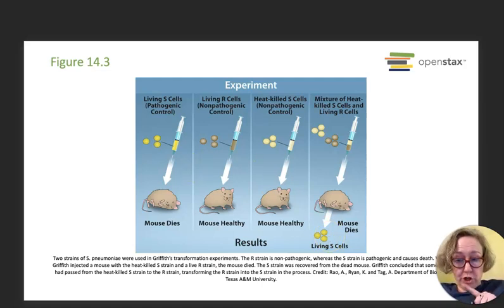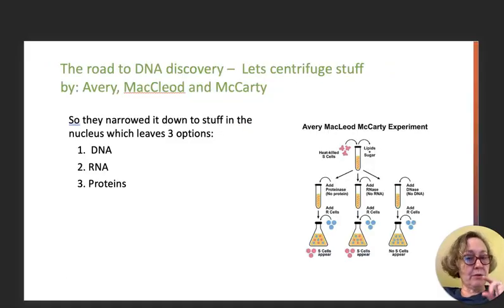Okay, moving on to the next experiment. So now we have figured out what's in the nucleus, and we have figured out that something in that nucleus is able to transform, horizontal gene transfer. Something is able to move from one bacteria to another. The transforming principle, what we know now is DNA, but we don't know what it is. They know what is in the nucleus, but they don't know which one of those things is actually causing the transforming principle.